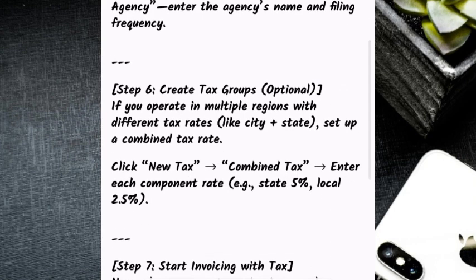Step 6 is to create a tax group. If you operate in multiple regions with different tax rates, just set up a combined tax rate. Click New Tax, Combined Tax, and enter each component's rates. For example, state 5%, local 2.5%, and the likes.